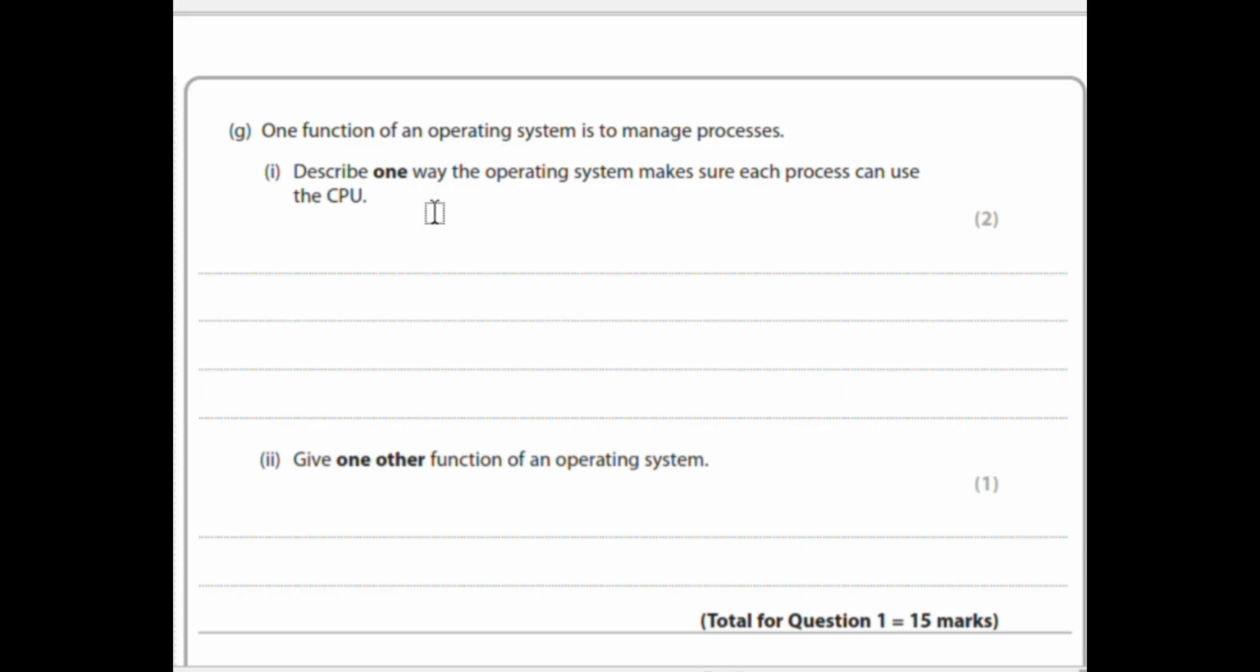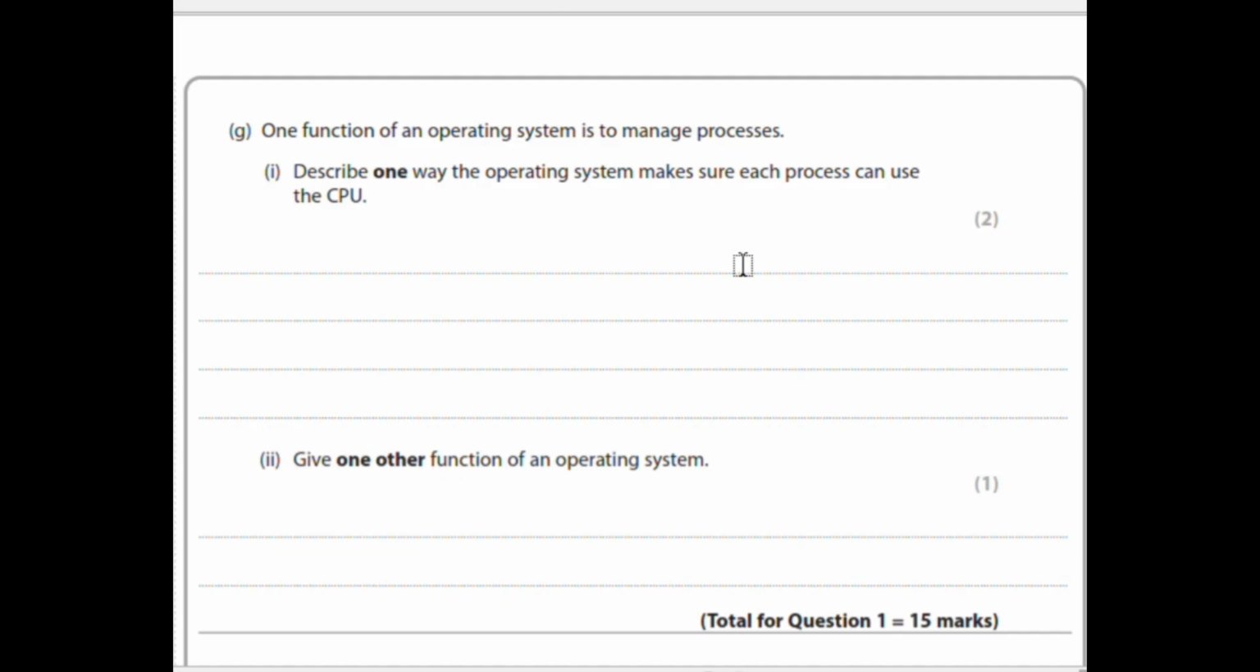So here you are told the function of the operating system, and then you are asked how it works to ensure that each process can use the CPU. Sometimes there are several processes running at the same time. For example, in my computer right now, we are on a Google Meet and I have opened some other files. So all those are processes. And how does the OS ensure that all these processes can share the CPU?